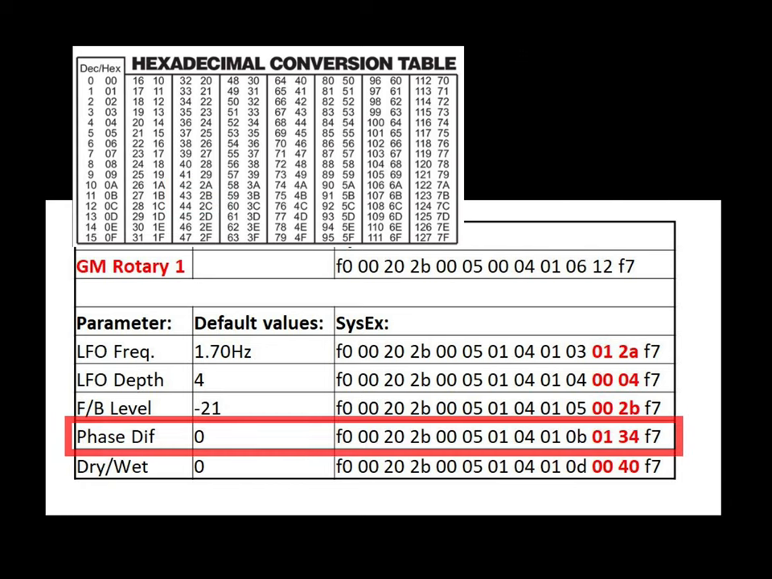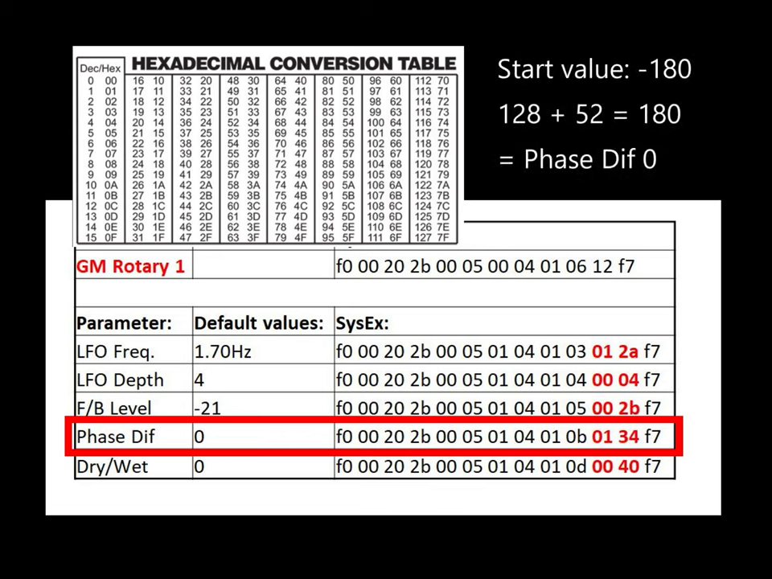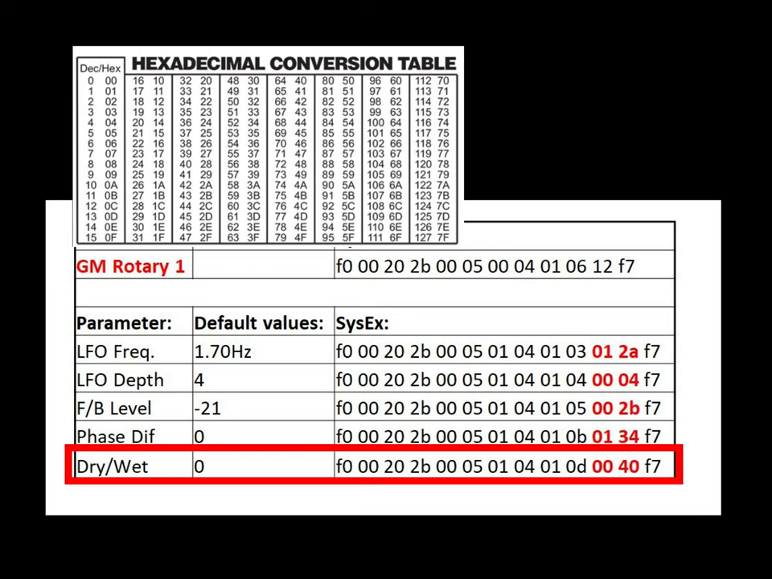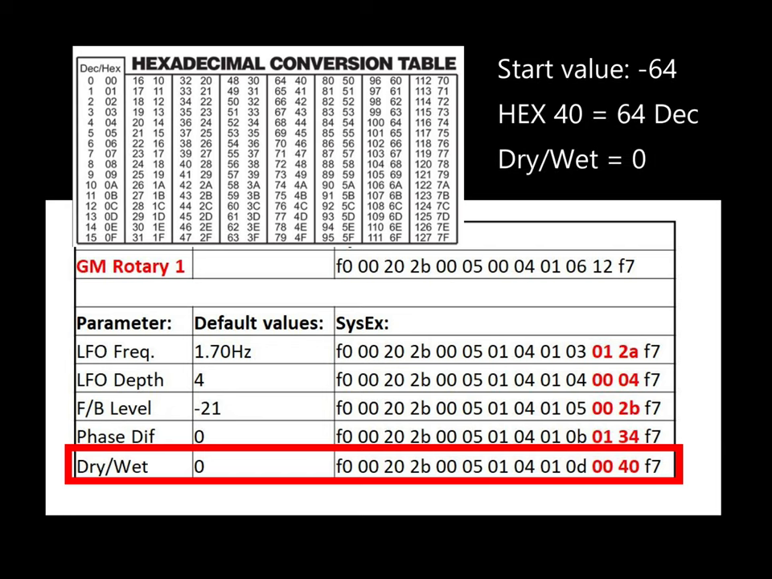For the phase diff value 0, the command is F000202B00 05 01 04 01 0B 01 34F7. Here the starting value is minus 180. So to get to the value 0, we have to set the last two bytes to 01 and 34. Last SysEx parameter: the dry/wet portion should be set to 0. The command is F000202B00 05 01 04 01 0D 00 40F7. The start value is minus 64. So the last byte must be set to hex 40, which corresponds to decimal 64.